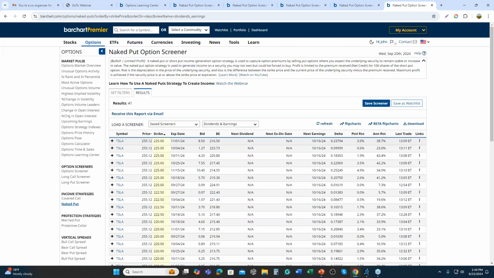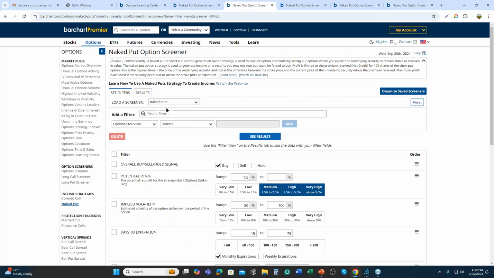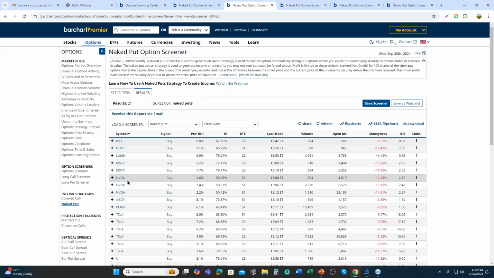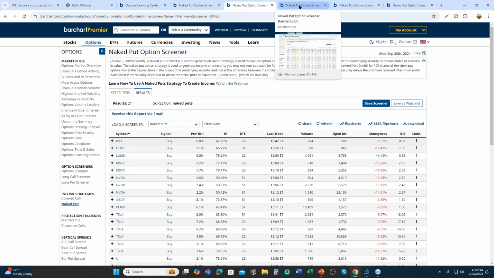All right, so let's go back to our screener and look at our results. I think the other one that was in here was NVIDIA, another very popular stock. So let's go to NVIDIA.